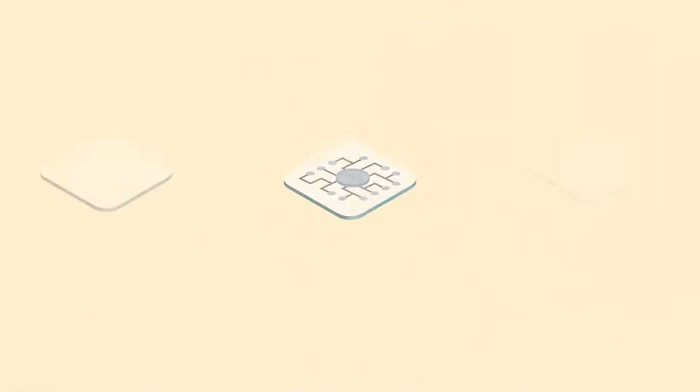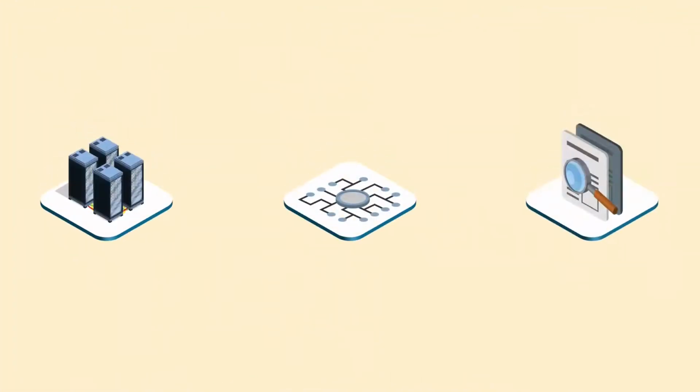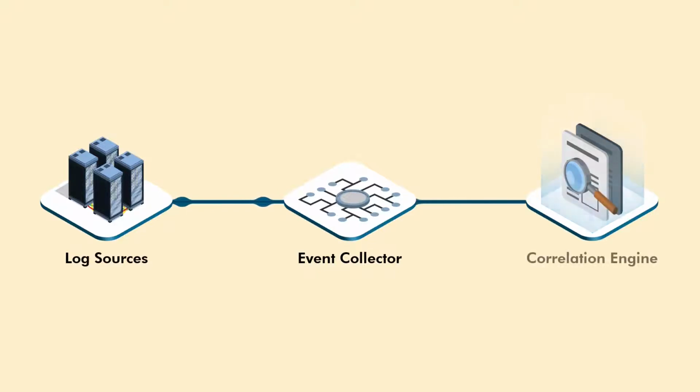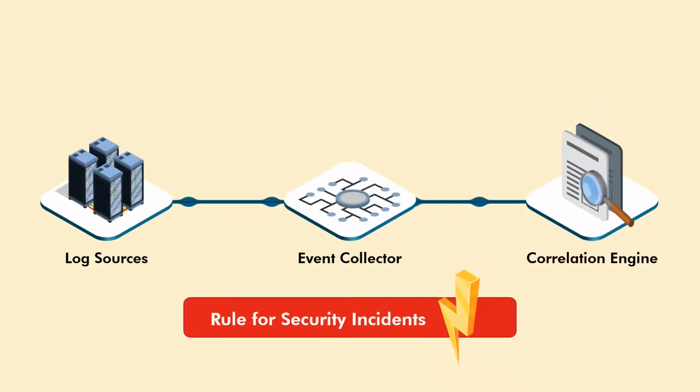So, commonly a SIEM is deployed in 3 steps. 1. Event collectors are deployed. 2. Systems are configured as log sources to send events to the collectors. And 3. Correlation engine is configured with rules to detect possible security incidents. Indeed, this is a very simplified view, but please stick with me.